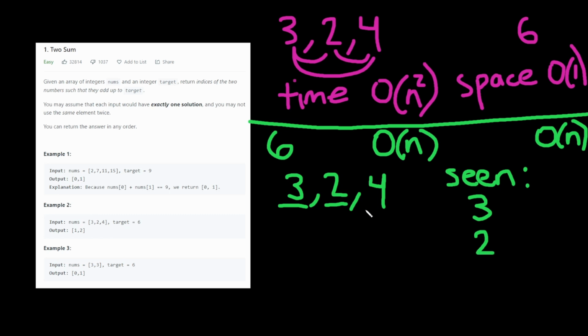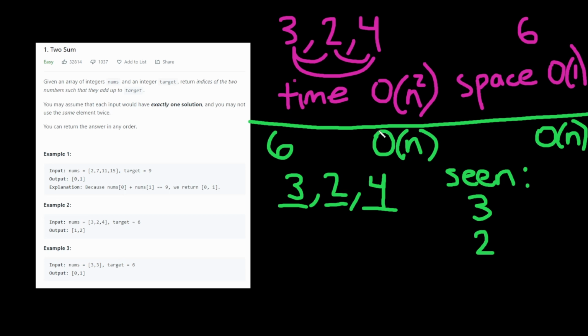Okay. So let's go to the next iteration. So now we're on 4. And we say, oh, well, there is a 2 in our seen data structure. Therefore, we already have the answer. And we need to return the indices. So now we can see, oh, well, we don't have the indices in our seen data structure here.